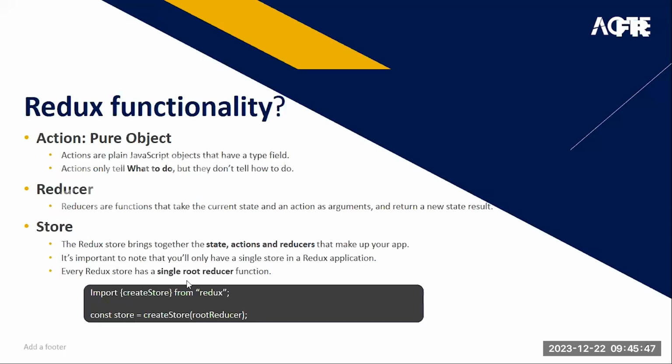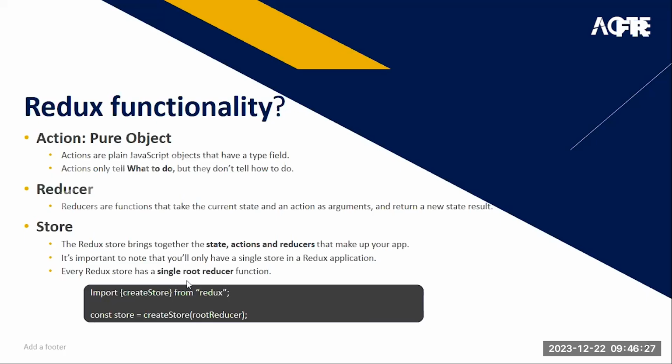Reducers are functions that take the current state and an action as arguments. So I have said that a reducer contains two arguments. The first is the current state, or the state value. The second is the action. Both are arguments, and it returns a state result. That state result will be stored in the Redux store.